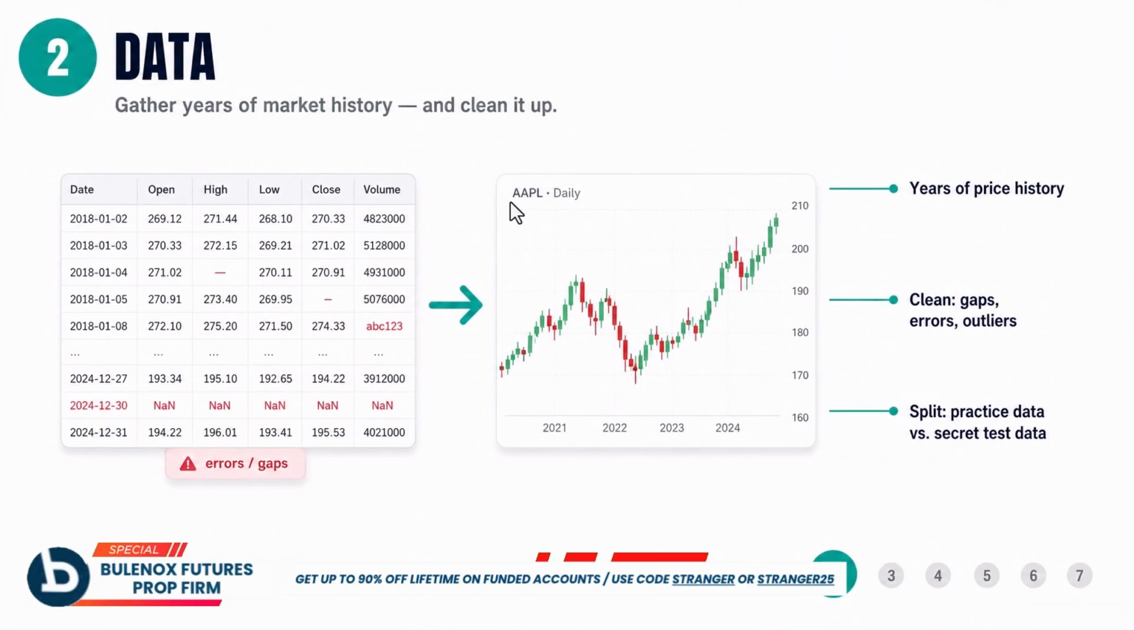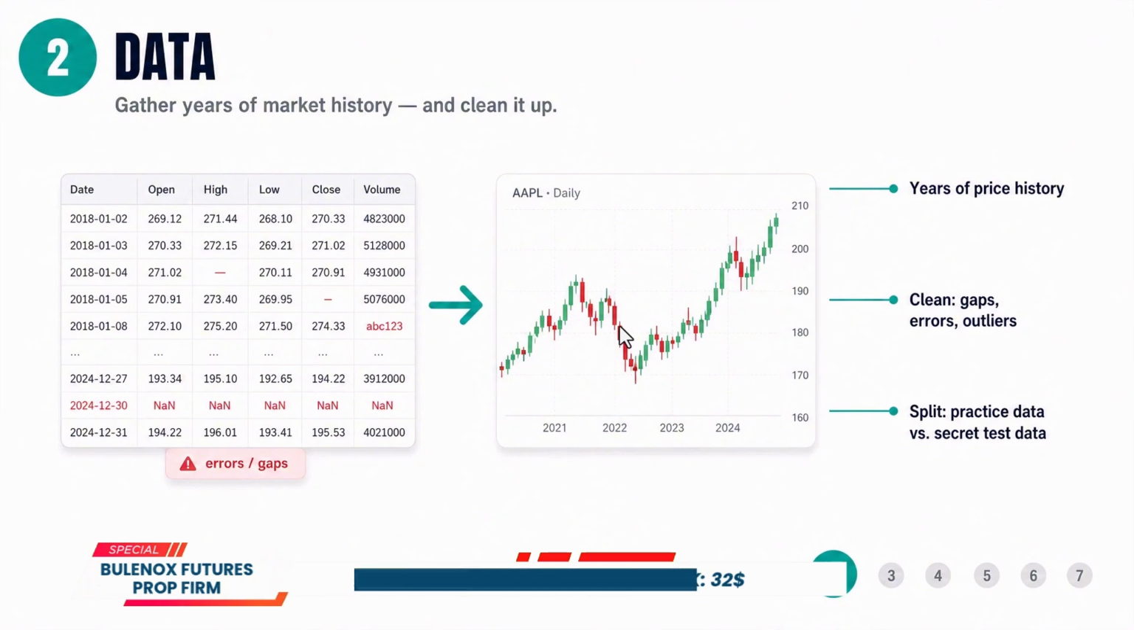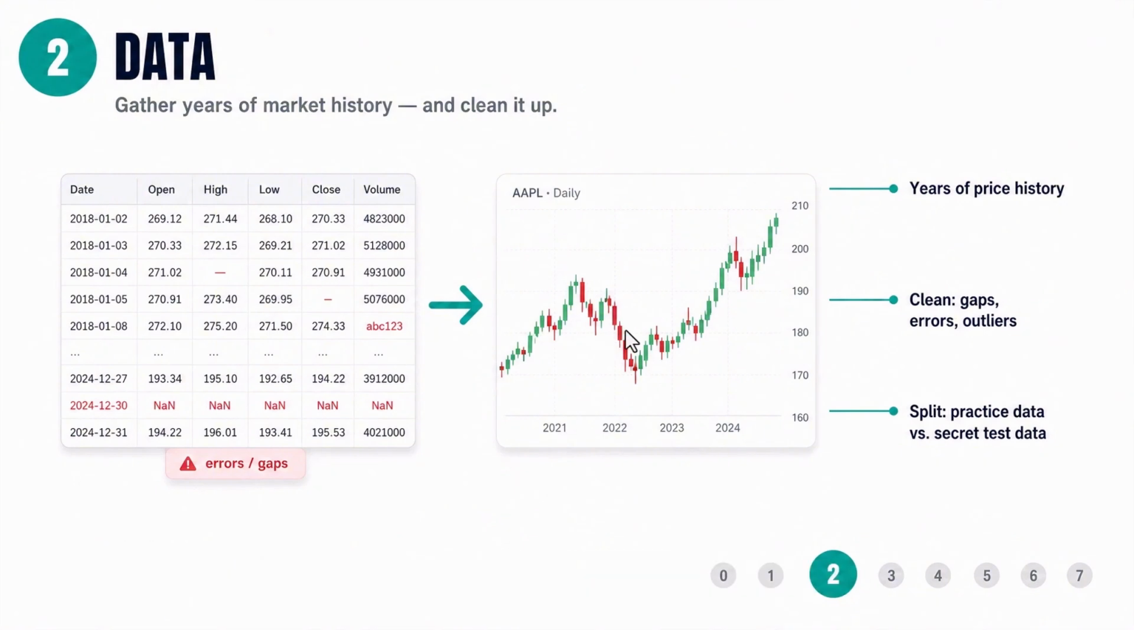The second, or phase 2, is the data. We're going to gather years of market history. When you go backtesting, you go to a chart and maybe start from 2022 and start taking trades. But if you want to make this automatic and feed it to an algorithm, we're not going to feed it this chart right here. We're going to feed it this data.